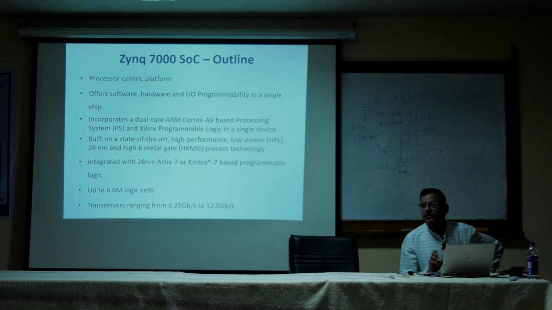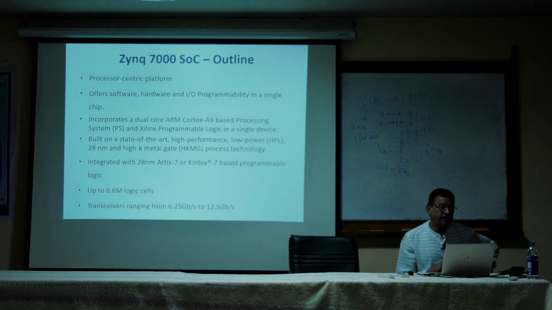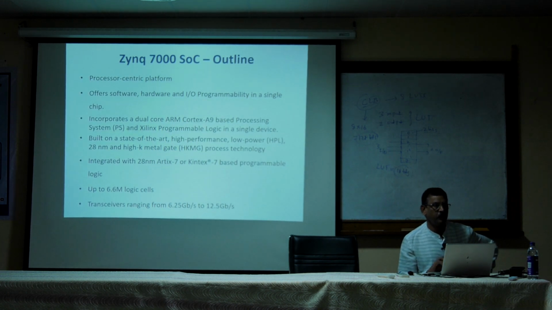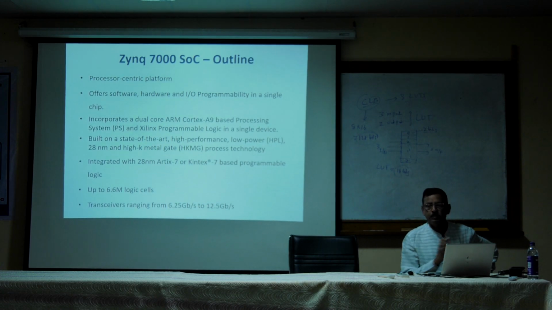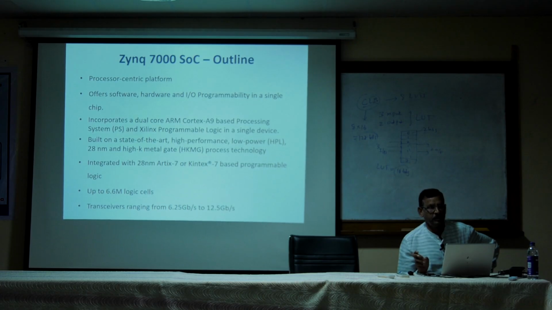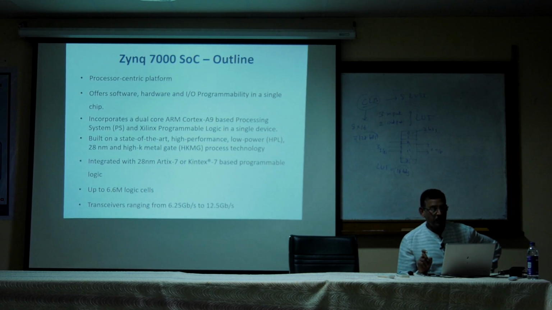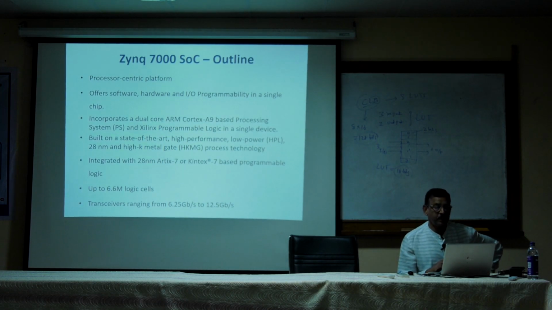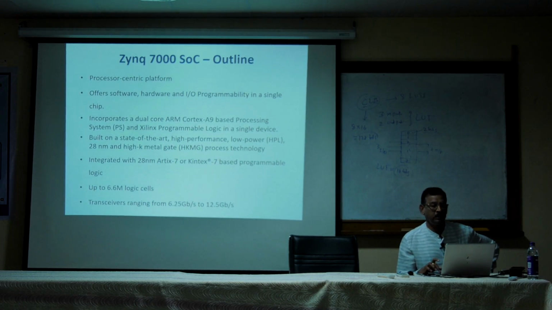Just now in the morning we discussed LUTs, CLB cells, LUTs. 6.6 million logic cells are present in this. Okay. Transceivers means high speed serial communication interface. So, those high speed serial communication interfaces run from 6.25 gigabits per second to 12.5 gigabits per second. Serial communications are also present on this FPGA.